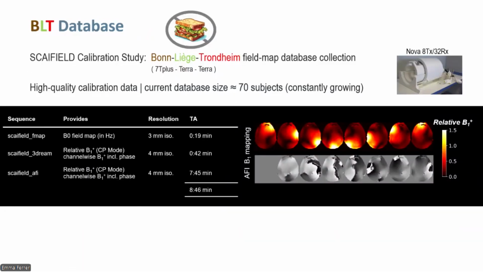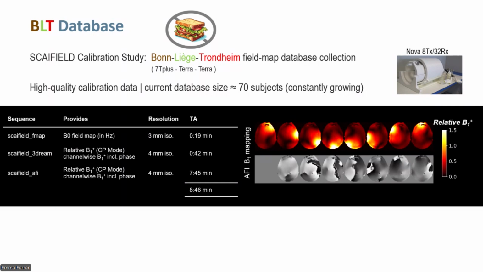And we acquired our own database, which we call the BLT database. It's called that because Bonn, Liège, and Trondheim are involved, which are the sites involved in the Skyfield project. And as you can see, it's already a pretty large data set. And we acquire field maps as well, so B0 field maps, as well as 2 B1 field maps per channel.